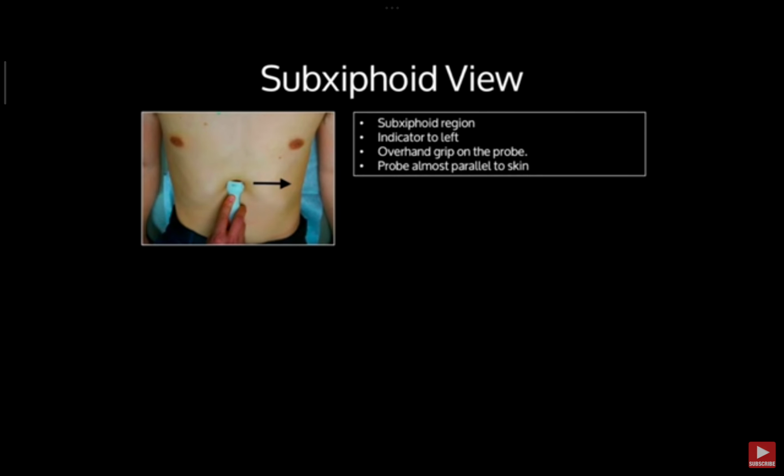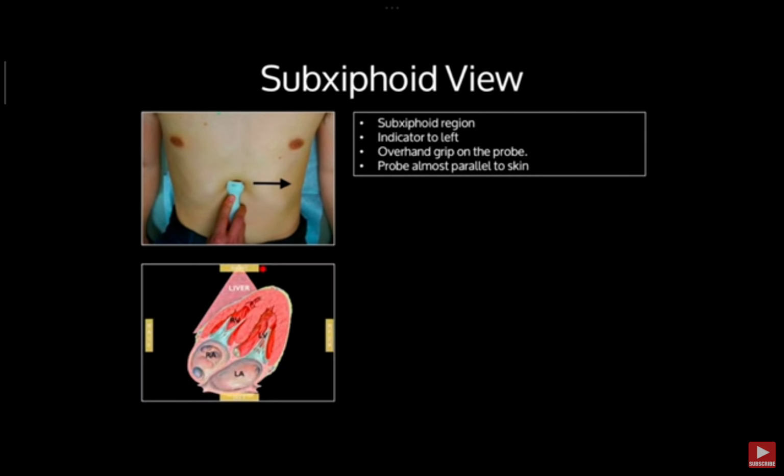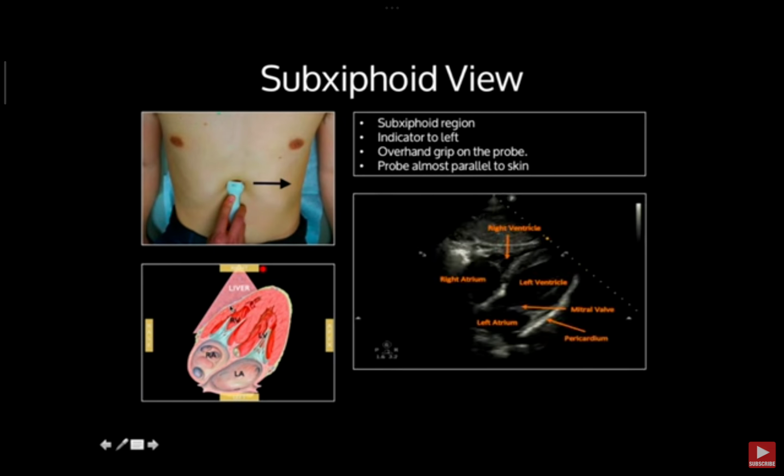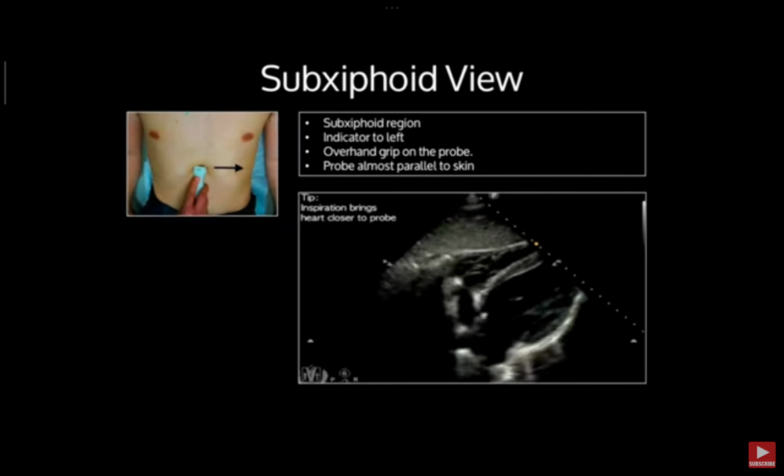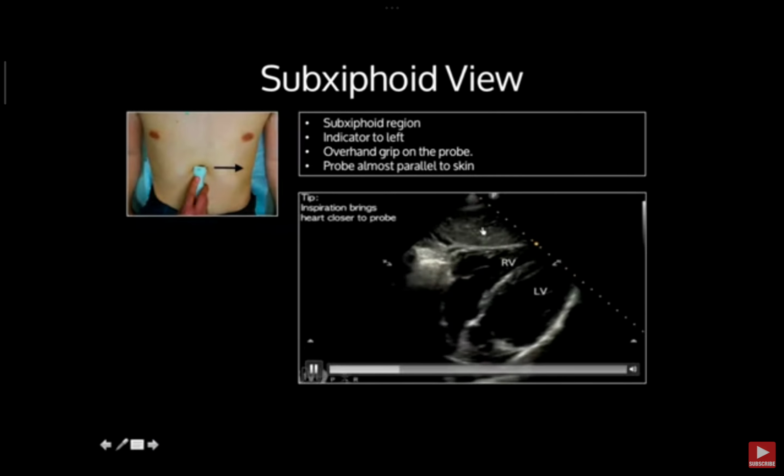You can have the patient take a deep breath to help bring the heart into view. So here, the liver is being used as an acoustic window. Remember, the RV is the closest thing to the liver. In this view, you can see the LV, the LA, the RV, the RA, mitral valve and tricuspid valve, and the pericardium. This is a video clip of the same thing. Up here, you can see the liver, and right next to the liver, you see the RV.